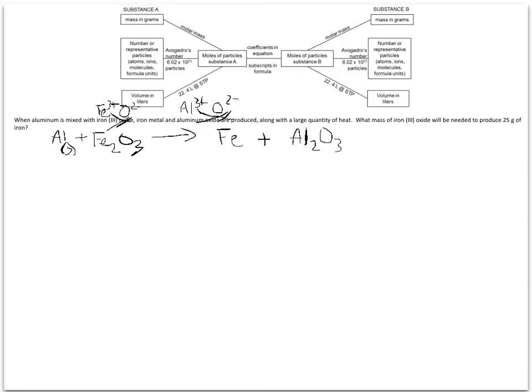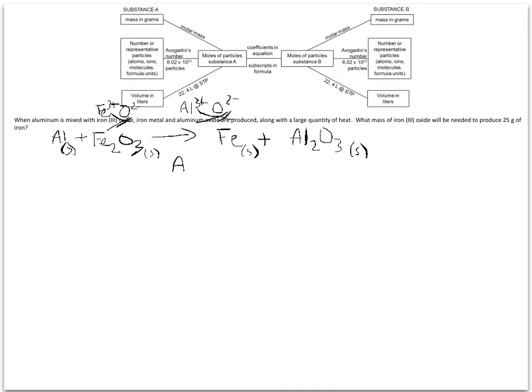Aluminum is a solid. Okay, and iron 3 oxide is an ionic compound, so it will be a solid as well. It makes iron metal, which would be a solid, and it makes aluminum oxide, which would also be a solid. And it says it produces lots of heat, which means more than likely the iron and the aluminum oxide would be molten or liquid to begin with, but they're going to solidify in the end. Okay, and then we need to balance this.